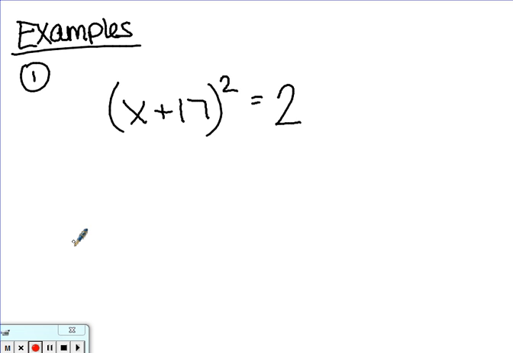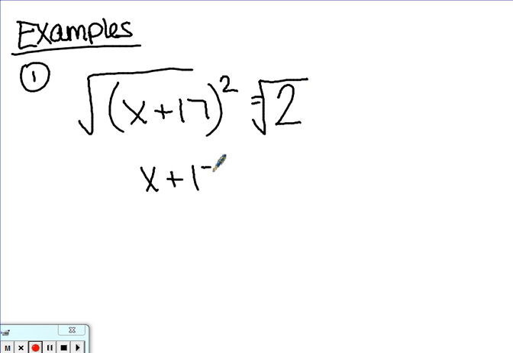How do we get rid of a square? We take the square root. So we're going to take the square root, and what we do to one side, we have to do to the other. The square root of (x + 17) squared is x + 17. And remember that when we're taking the square root of something, one answer is going to be positive and one answer is going to be negative. Therefore, we have plus or minus the square root of 2.